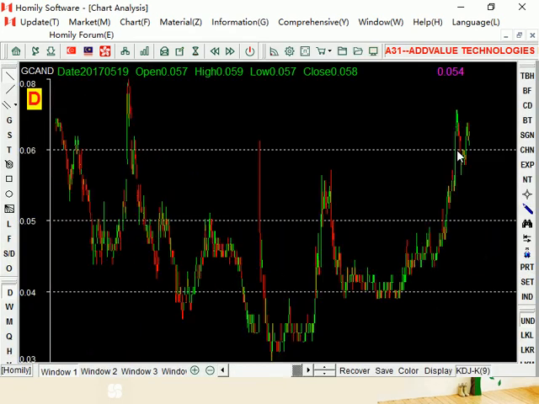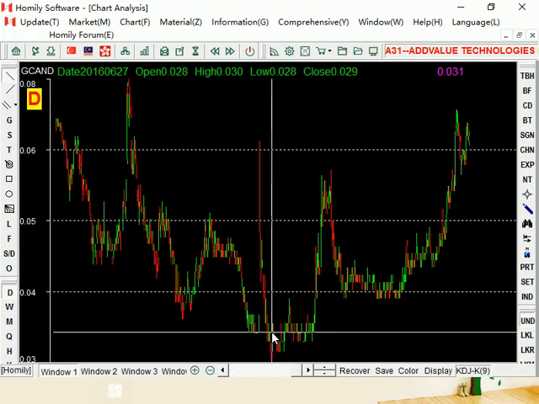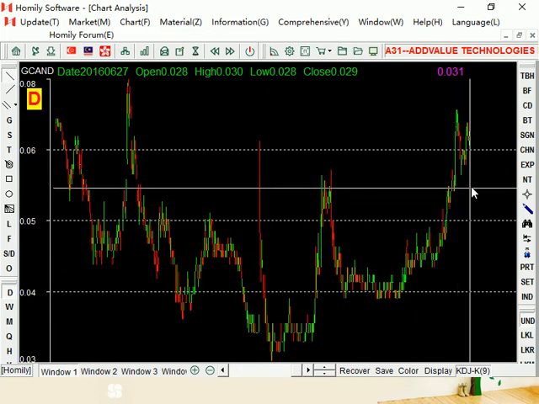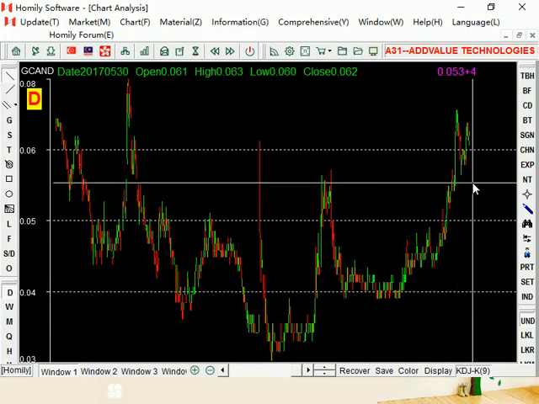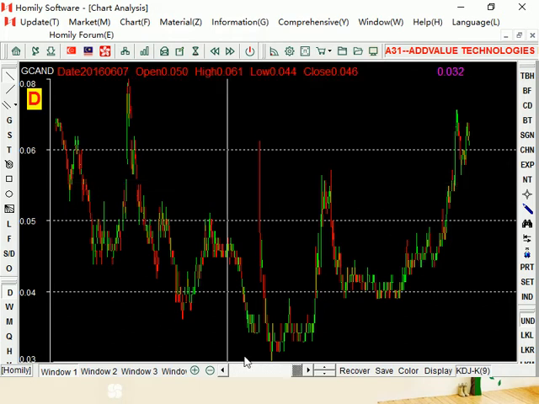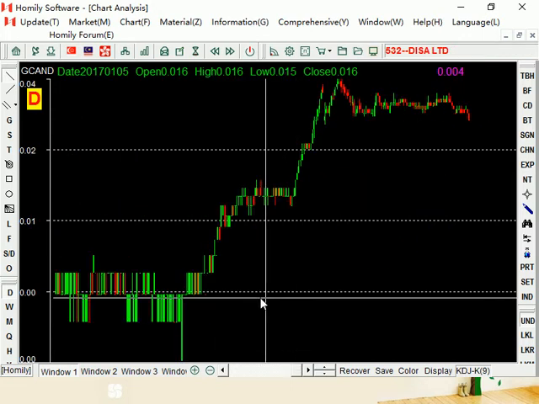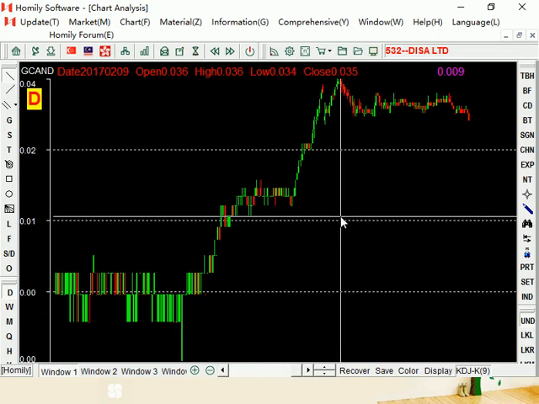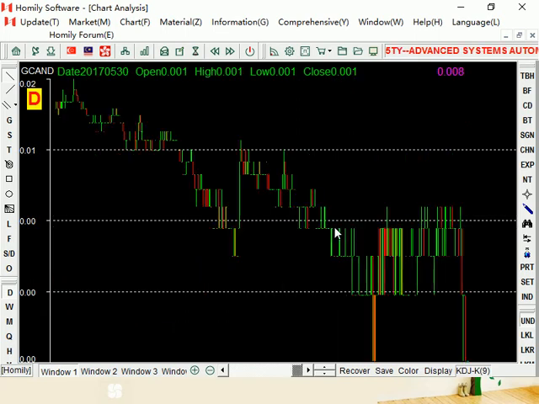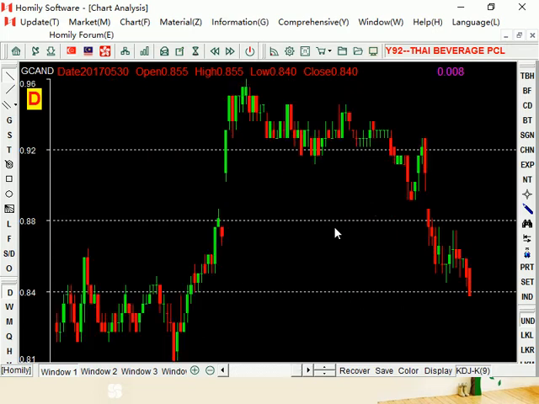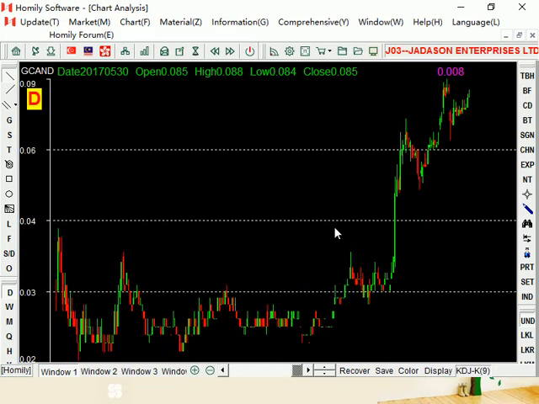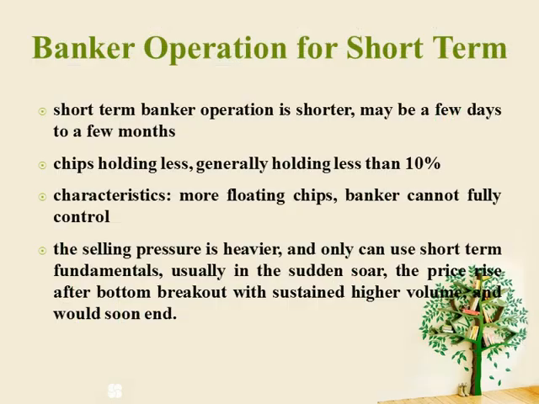So we see whether these bankers are for short term or long term. From this starting point of the rise to here, long term or short term? Okay, then we can see this one, from this period to this period. Then short-term investors, maybe the rise lasts a few days or a few months.